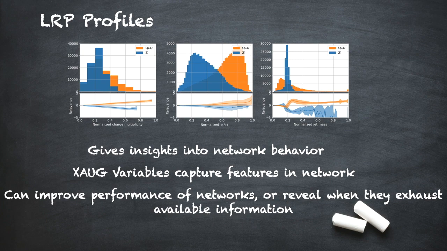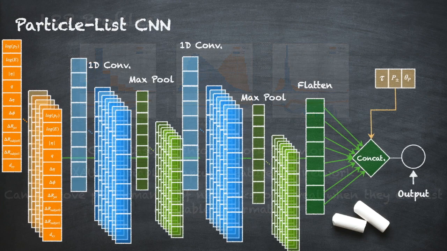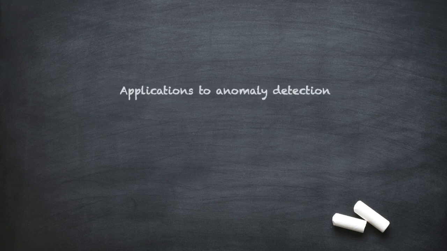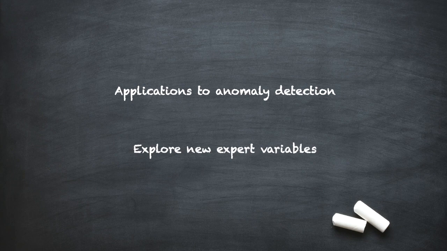In our upcoming paper, we apply this method to a deep AK8-like tagger with particle list and flavor information as input. This method can also be used for anomaly detection and to explore new expert variables.